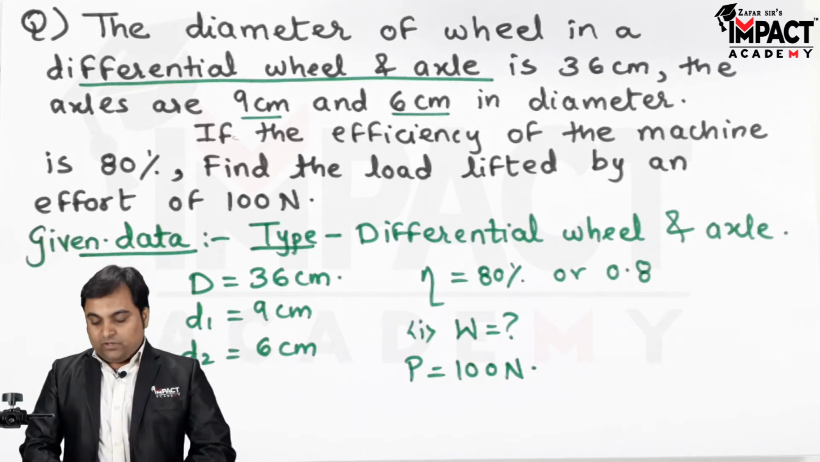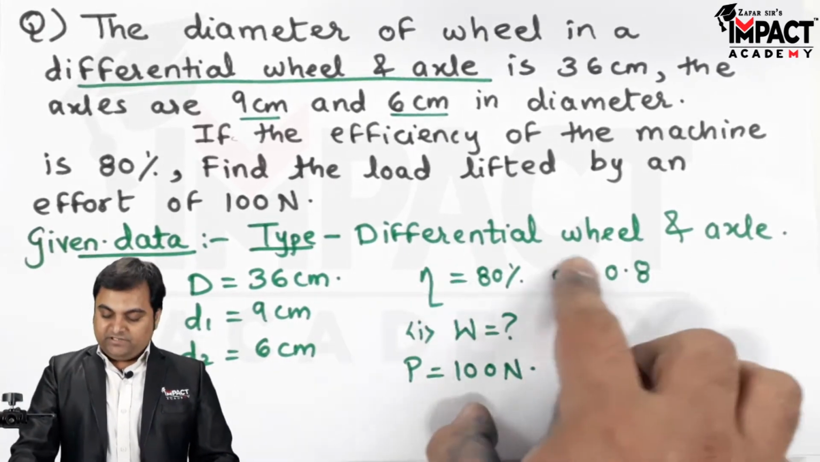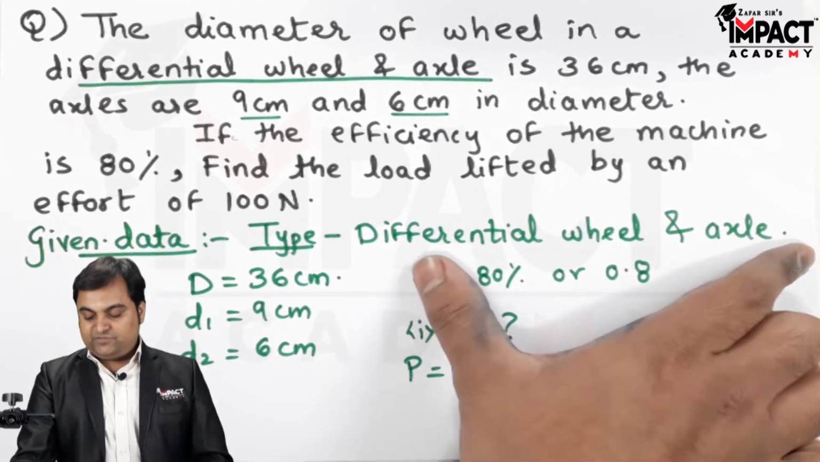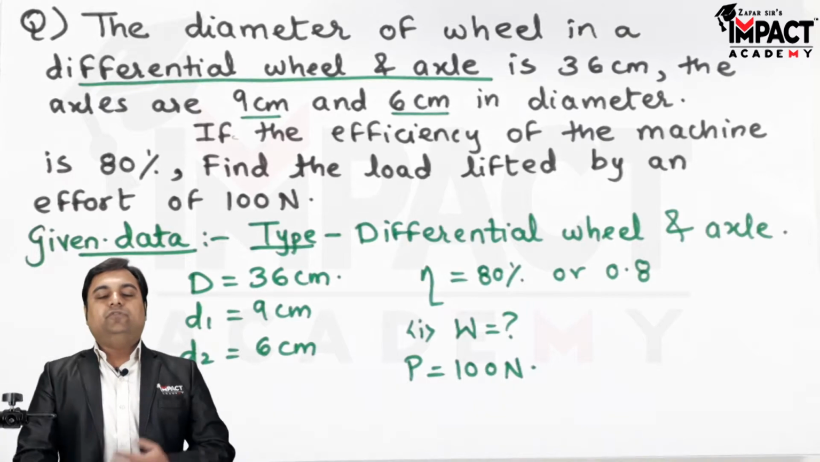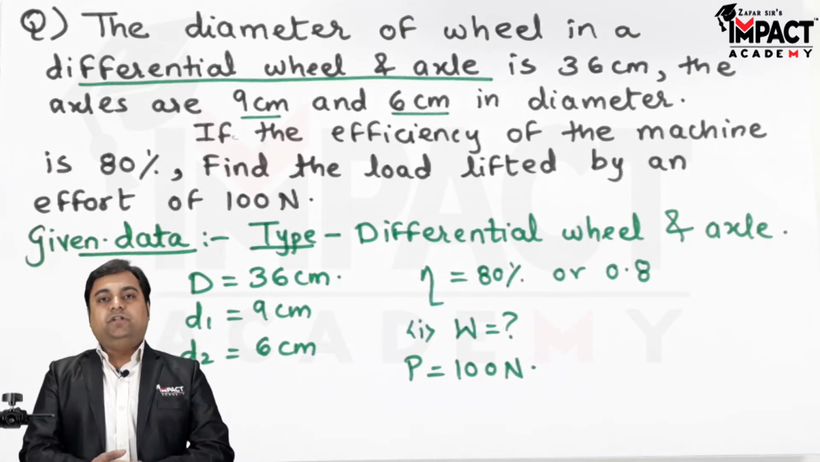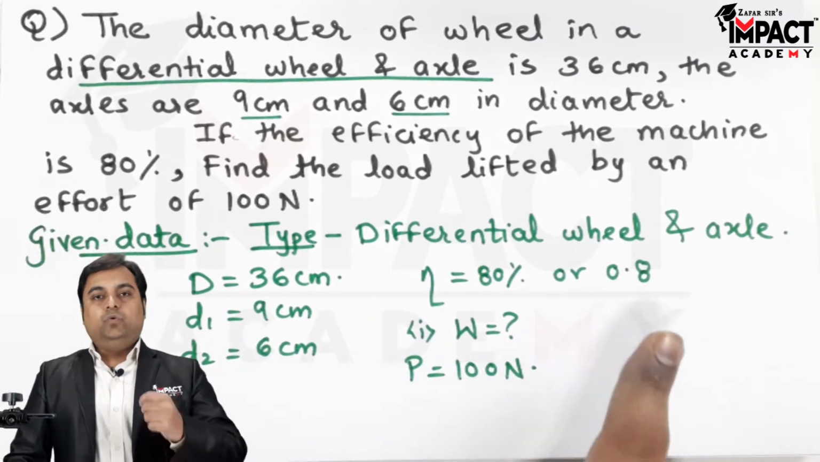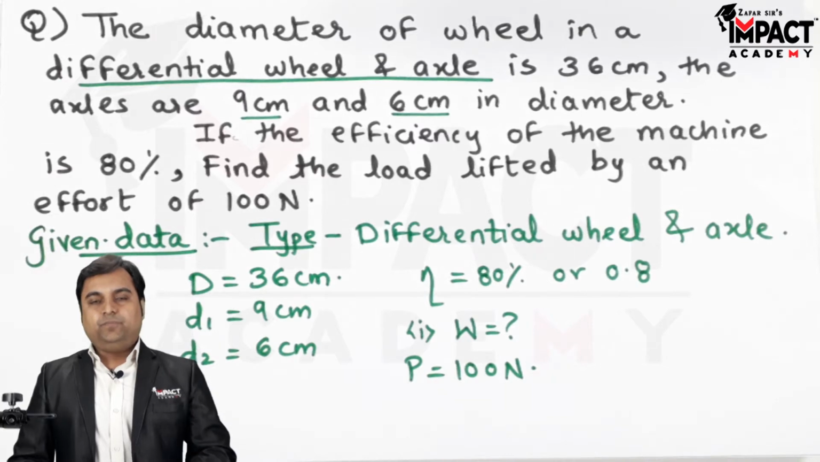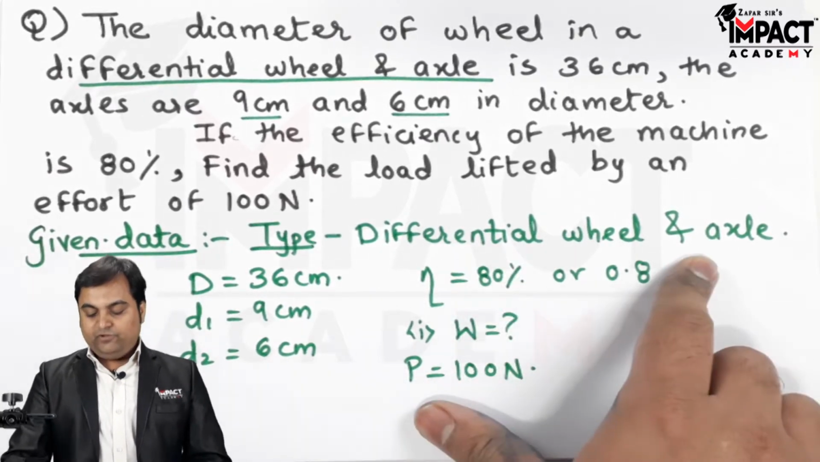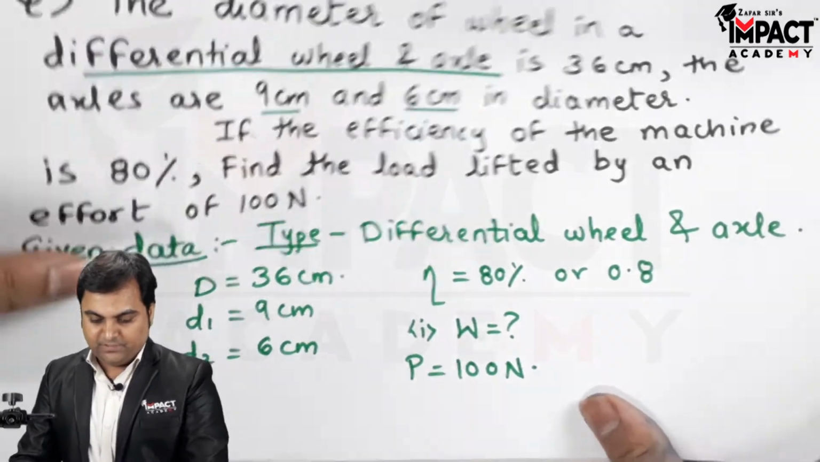Now whenever the question is specific, like it belongs to a type of machine, that is differential wheel and axle, so we have to use the velocity ratio formula for this machine. And how the velocity ratio formula has been developed for a differential axle and wheel, for that you all can refer my previous video on differential wheel and axle, whose link is being provided in the description. So you all can refer the formula for velocity ratio of differential wheel and axle. I am starting with that into the solution part.